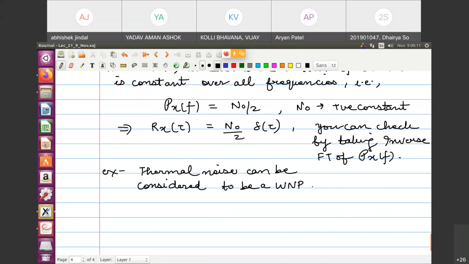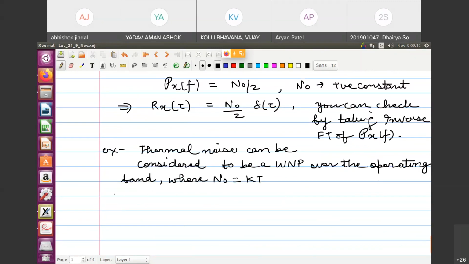over the operating band, where, so therefore this is generally taken, this is the Boltzmann constant, and T must be some temperature. It has a Gaussian distribution.